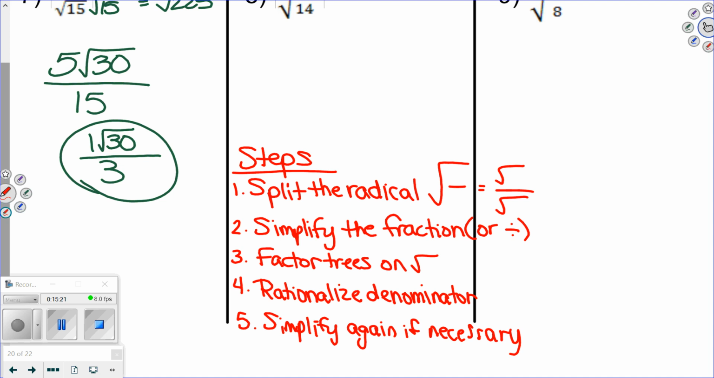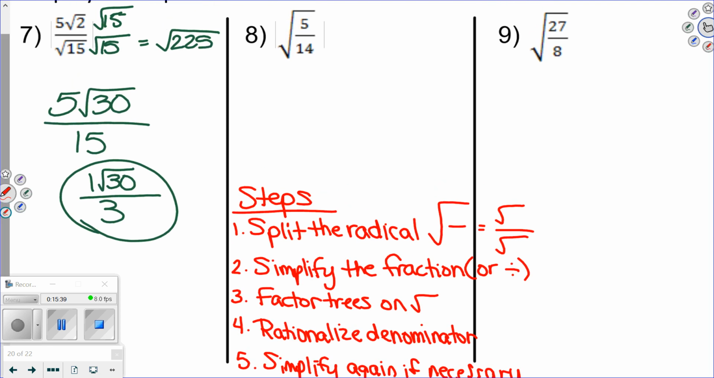All right, so there's your plan of attack, okay? But the biggest thing is do not rationalize until you've exhausted every possibility to simplify. If you do that, this section is not that hard. If you try to rationalize right away, this section is going to be awful.